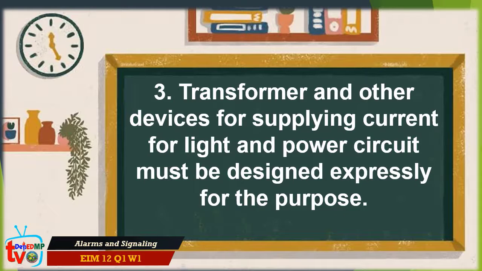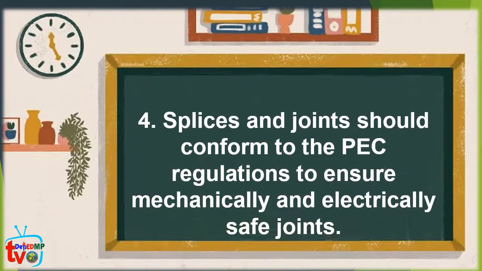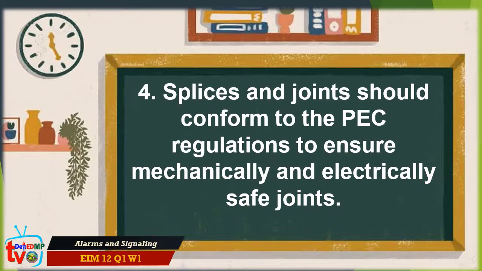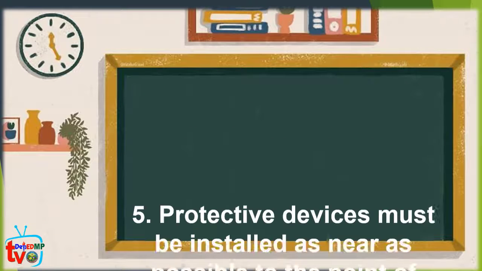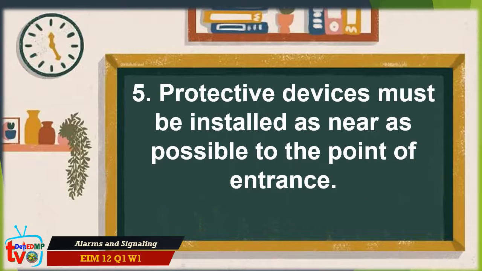Transformers and other devices for supplying current for light and power circuits must be designed expressly for the purpose. Splices and joints should conform to the PEC regulations to ensure mechanically and electrically safe joints. Protective devices must be installed as near as possible to the point of entrance.